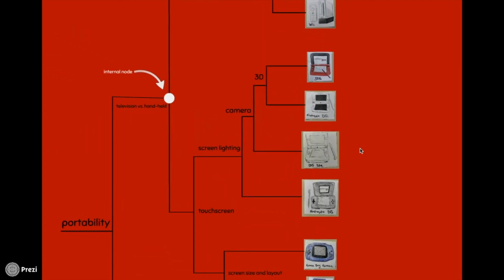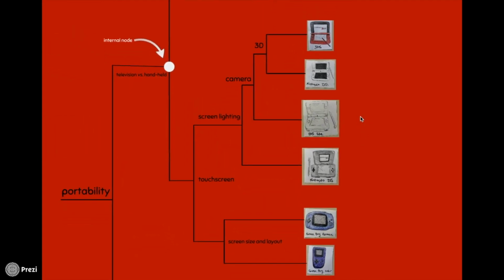Looking at the middle portion of the phylogenetic tree, the first difference that we have are touchscreen versus non-touchscreen consoles. These are all touchscreen, while these two were not. The difference between the Game Boy Advance and the Game Boy Color is the screen size and layout. The Game Boy Advance is held horizontally and has a larger screen than the Game Boy Color.